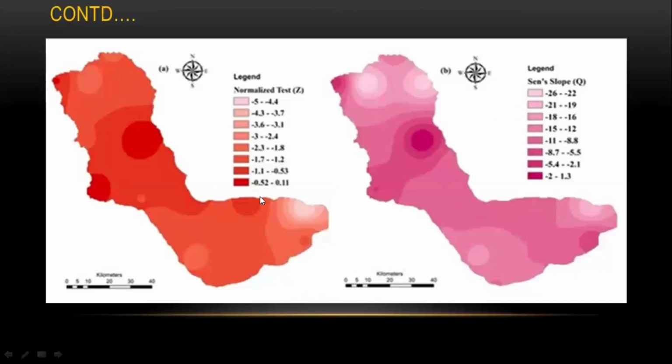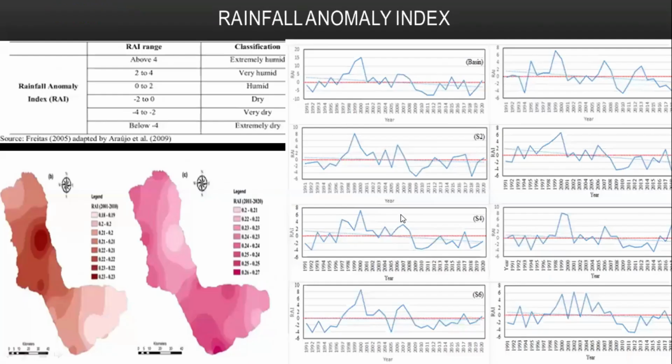Now, what I have shown is the trend. Through some statistical methods like Mann-Kendall and Sen's slope, you can understand whether the trend is negative, whether the rainfall or temperature is decreasing or increasing. And if it is decreasing or increasing, what is the rate of change, that also can be understood, and the same can be mapped like it has been mapped over here.